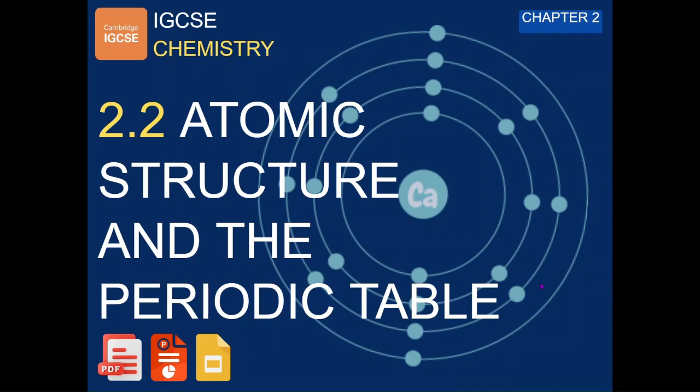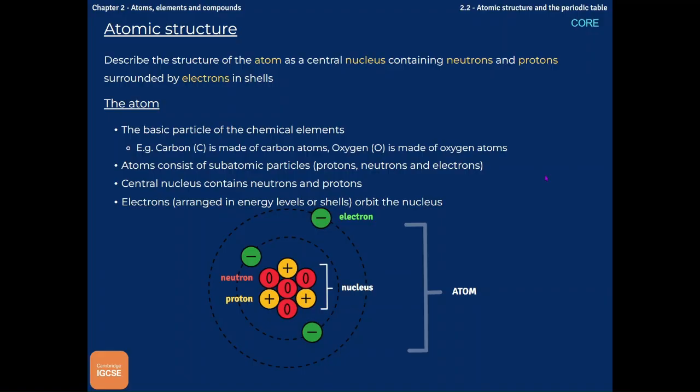So now we're gonna move on to 2.2. 2.2 has a bunch of stuff in it, so we're just gonna do the very first part of this, but it's kind of continuing talking about these things, atomic structure and whatnot. So the atom, right? We've talked about the atom and elements. Now let's talk about what's inside an atom. So the atom is the basic particle of chemical elements. For example, carbon is made of carbon atoms, right? Oxygen is made of oxygen atoms. We saw that. Atoms consist of subatomic particles.